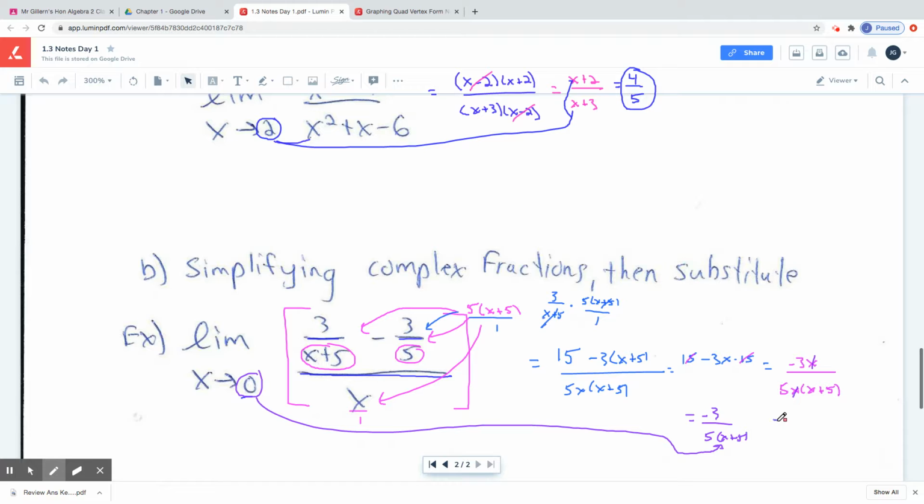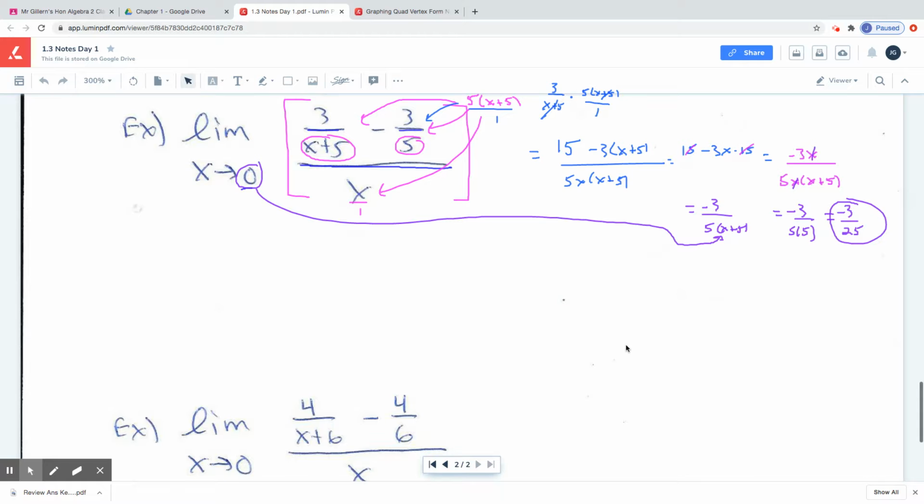0 plus 5 is 5, and then 5 times 5 is 25. So my limit, the answer to this problem, is -3/25. So we simplified the complex fraction. Things canceled out. We're able to cancel this x, and that's why we don't multiply out the 5 times x plus 5. We keep the x there so it eventually cancels, and this will happen with examples similar to this all the time.